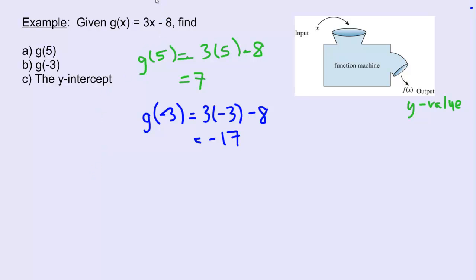Alright, C is asking for what is the y-intercept. Don't be tricked by this. We know that the y-intercept is the same thing as saying, what is the function equal to when x equals 0? It's the same thing as saying g at 0. Well, my function when x is 0 is 3 times 0 minus 8. 3 times 0 is 0, subtract 8, and we're left with negative 8.